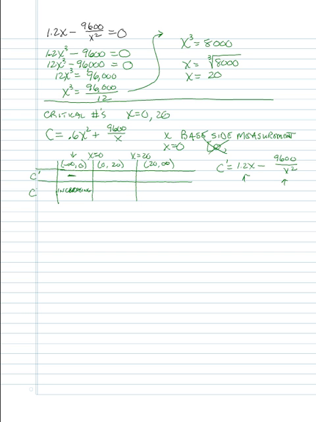Now we can't have an x value of 0, so we have to skip over that, but we need to test a value between 0 and 20. And so when we test a value, now what are we testing? The derivative here. We get c prime of 10. I'm going to choose 10, and that would be 1.2 times 10, which is 12, wouldn't it? Minus 9600 divided by 10 squared, which is 100. And so that would end up being what? 12 minus 9.6, which most importantly is positive. So now we have the cost function increasing.